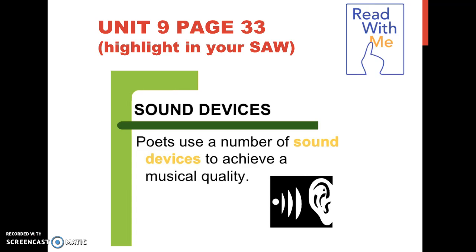Go ahead and turn to page 33, and you're going to look at these sound devices, which are going to be very important so that you can later on in the unit analyze poetry. These different sound devices are all bolded. You'll notice alliteration, assonance, consonance, and onomatopoeia. You can highlight those now. You can always refer back to this page.